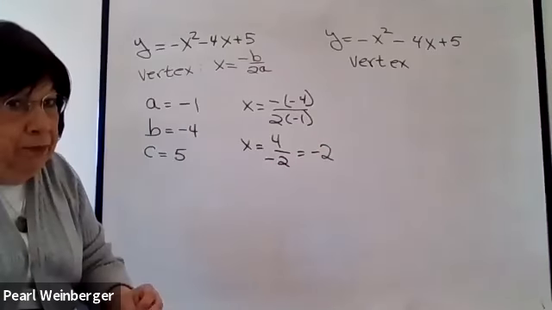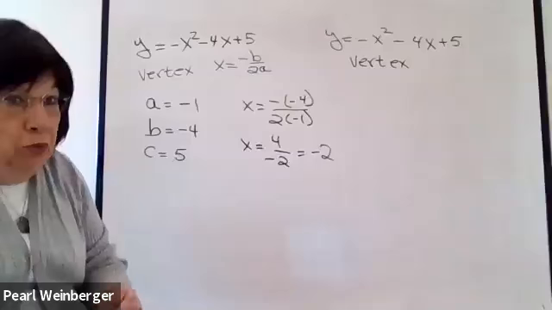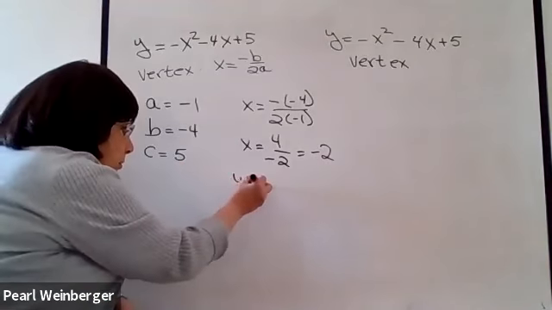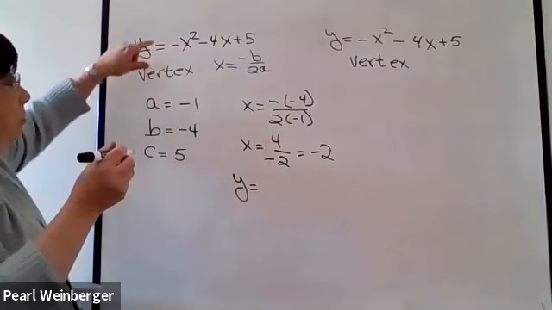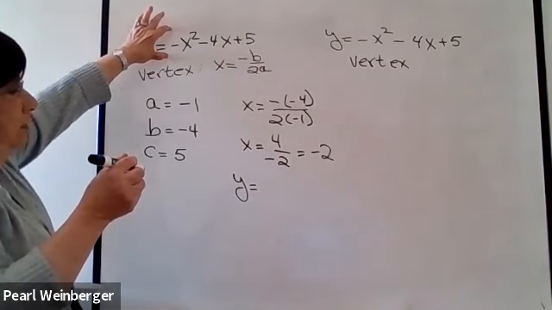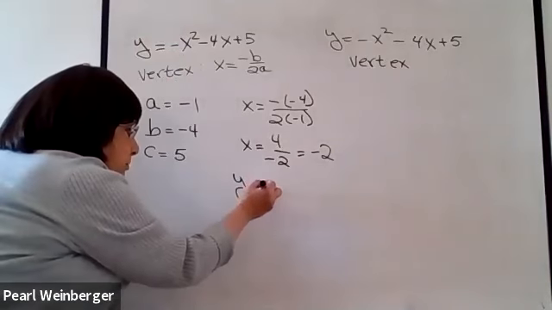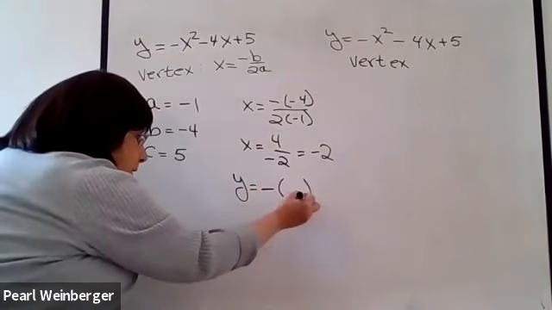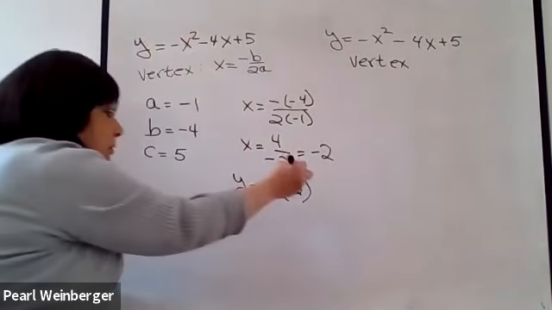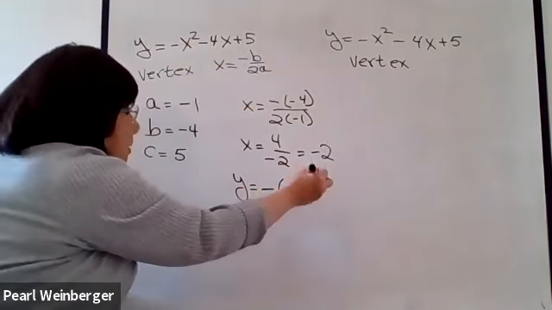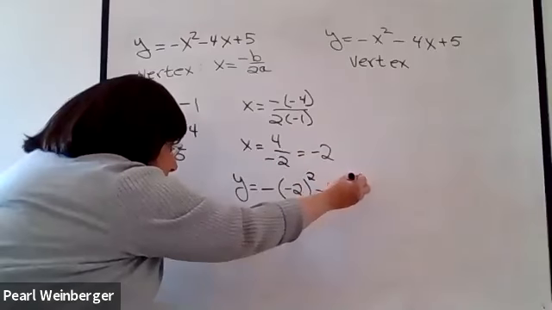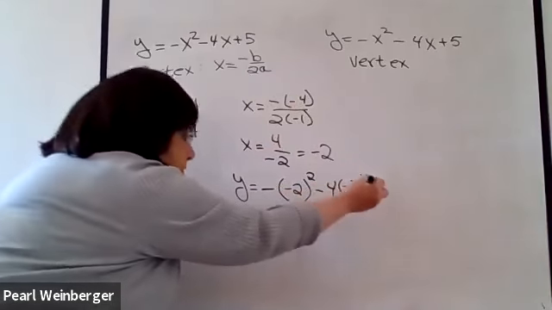But again, remember, a vertex is a point, so we need that y value as well. So how do we find the y value? We go back to the original equation, and wherever I have an x, I'm going to put -2. So this is going to be negative, here's my x, it's -2. I always put parentheses in place of the letter. Squared. -4, here's my next parentheses for x. Again, I put that -2, and then plus 5.